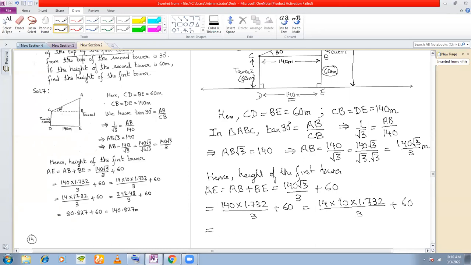Now you see you can group these two together, right? And write this as 14 into 17.32 divided by 3 plus 60. Now if you multiply 14 into 17.32, you will get 242.48 divided by 3 plus 60, right?